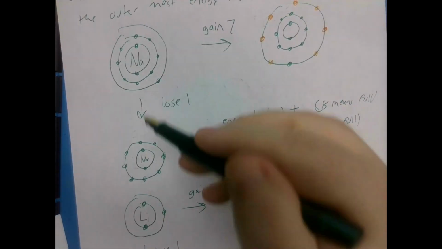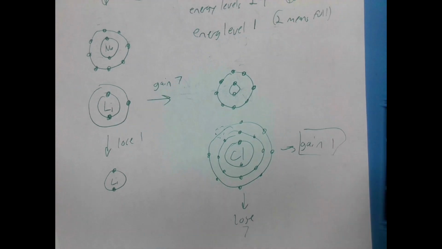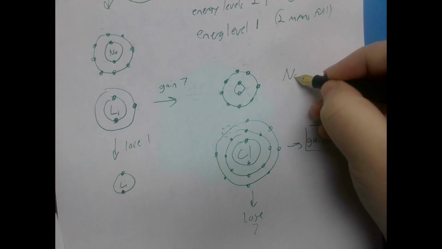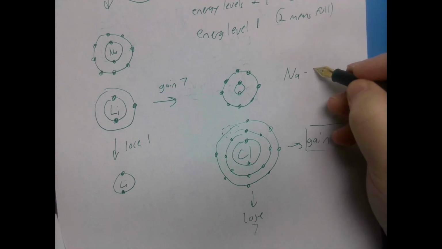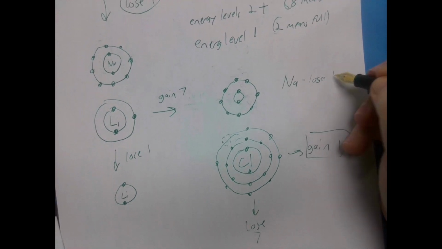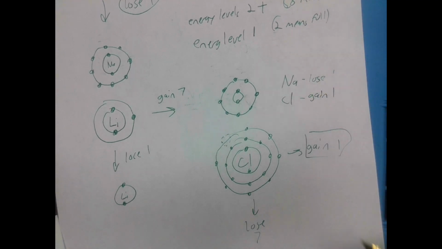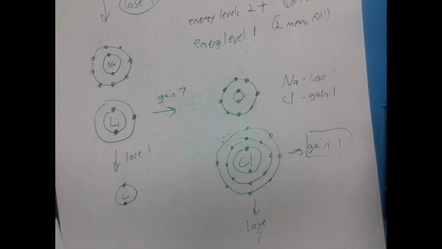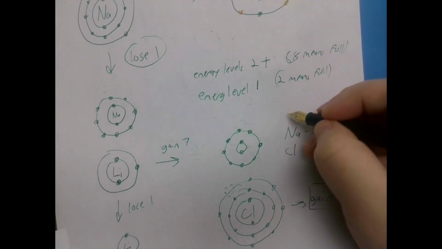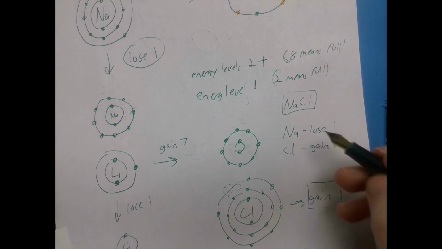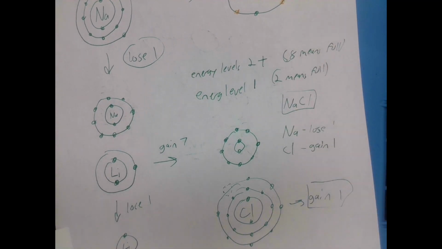Sodium likes to lose 1. Chlorine likes to gain 1. So sodium likes to lose 1, and chlorine likes to gain 1. Don't they make a perfect pair? This is the reason they bond together. This is why salt is made. These 2 elements are perfectly happy together. They are a perfect pair.